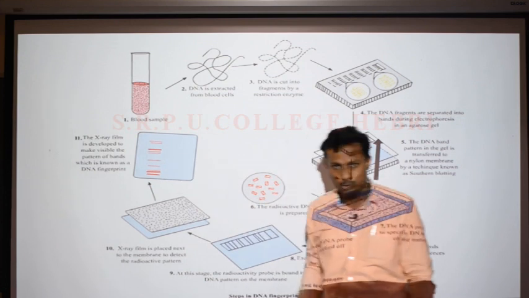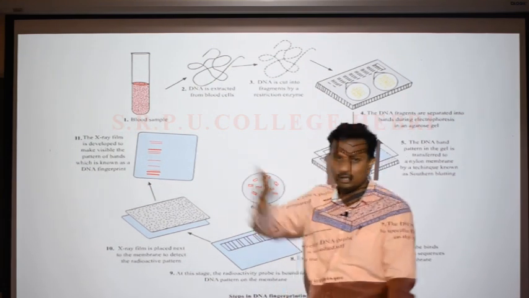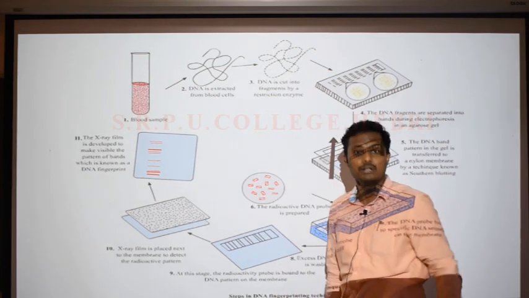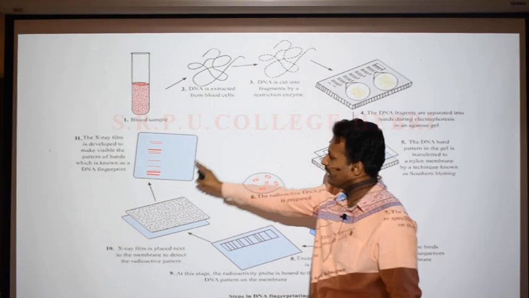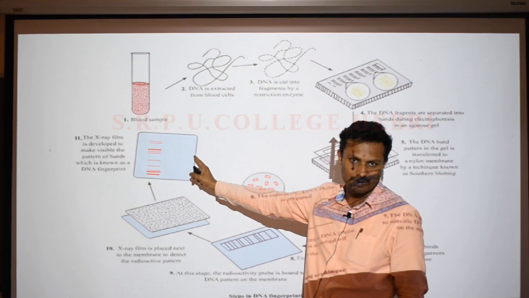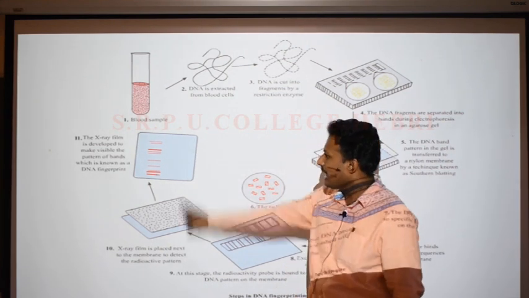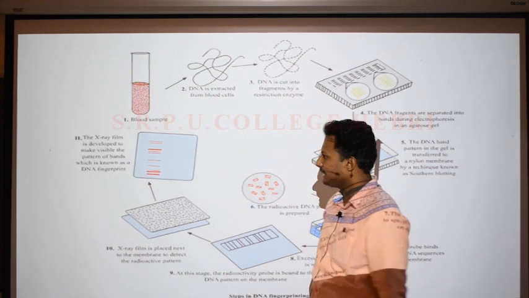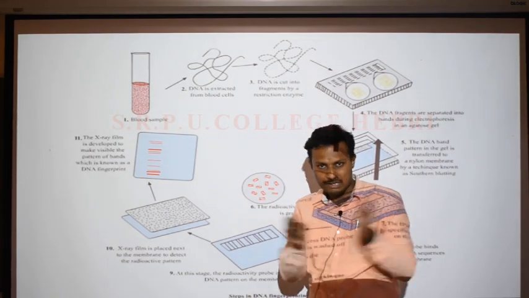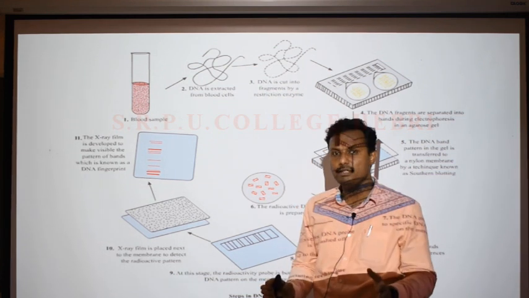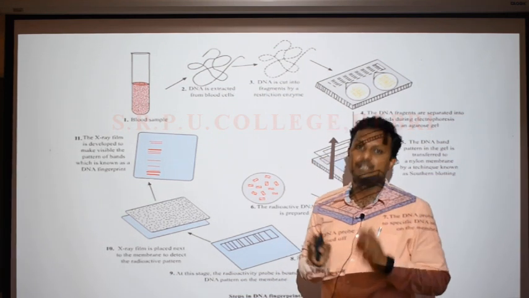We take this on an X-ray film. It can be observed under the UV light. This pattern is different for each individual. We call this a DNA fingerprint. So this technique is called the DNA fingerprinting technique, and this is what is called a DNA fingerprint, with which we can differentiate and identify any individual person specifically.